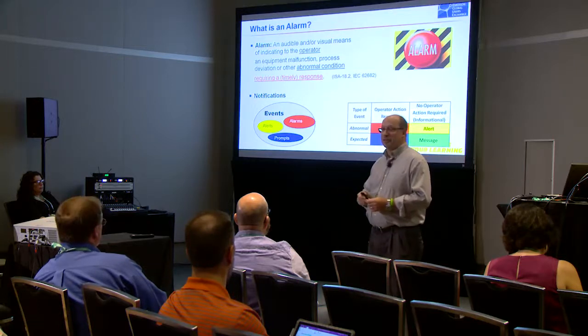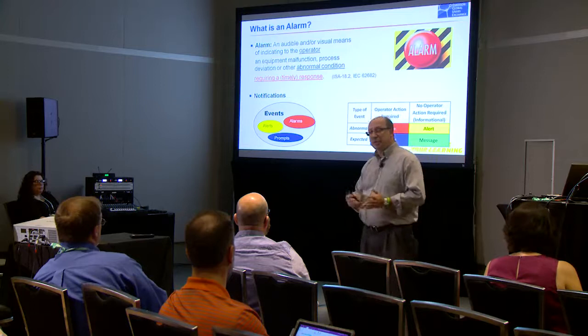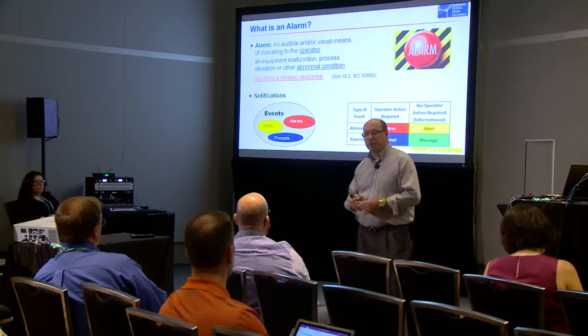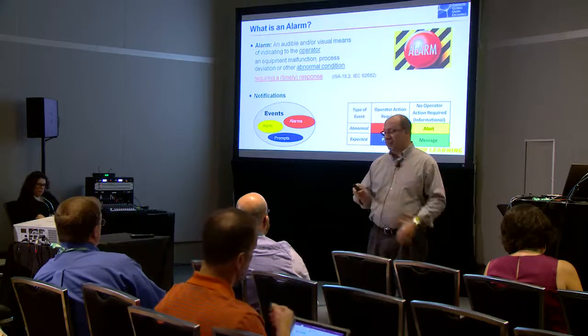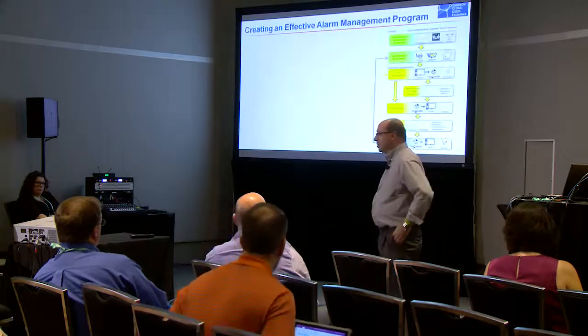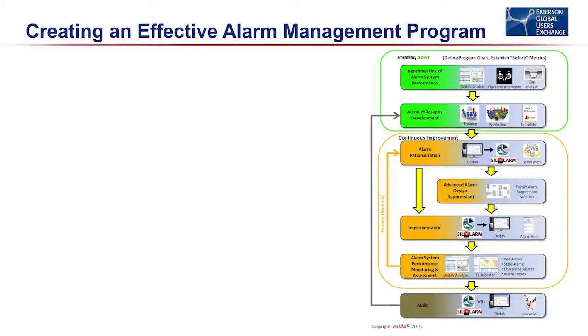And you can do that in Delta V. You can separate out these other types of notifications, display them outside of the alarm summary. So from then on, when an operator sees an alarm, they know I got to respond. And they can always look for this other information on an as-needed basis. So let's take that information now, put it together in how do we create an effective alarm management program.